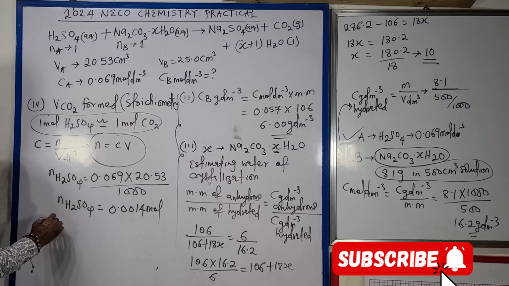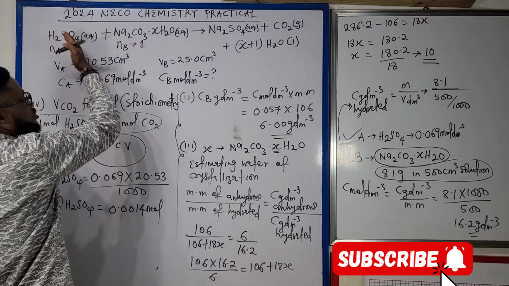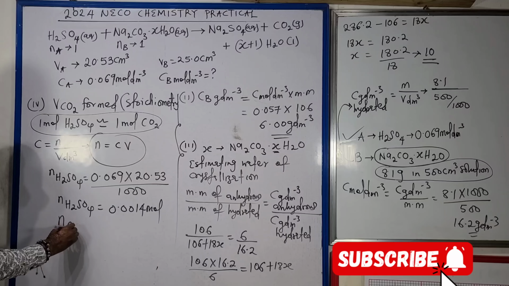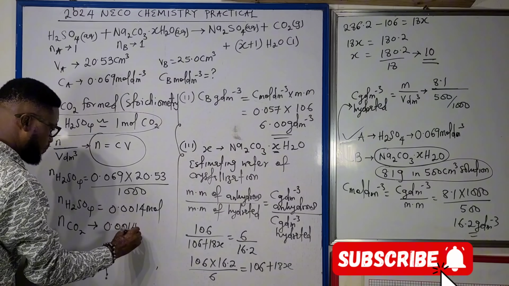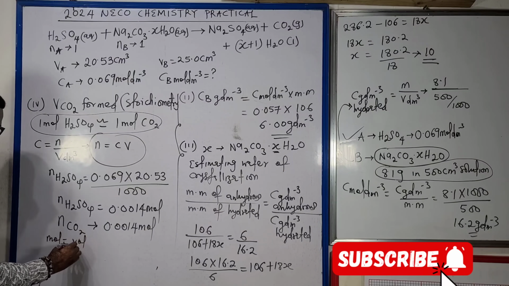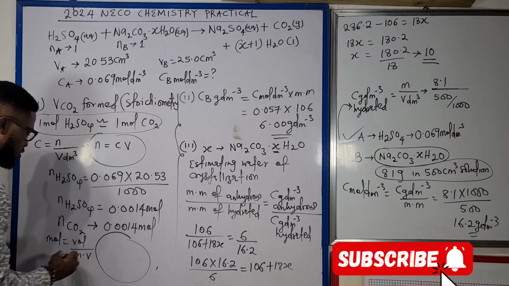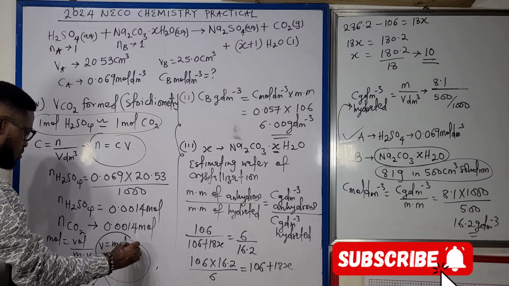Now the implication of that is that since 1 mole of H2SO4 is equivalent to 1 mole of carbon dioxide, from a balanced equation, H2SO4 is 1 mole and carbon dioxide is also 1 mole. It means that the number of mole of carbon dioxide is also 0.0014 mole. Now, since I am looking for volume, you recall that mole equals volume over molar volume. Invariably, when I'm looking for volume, volume will be mole times molar volume.